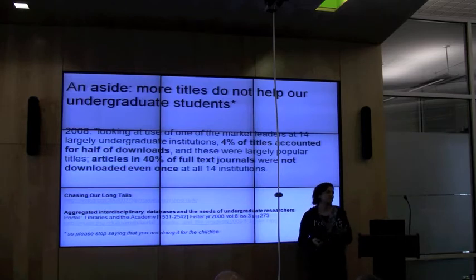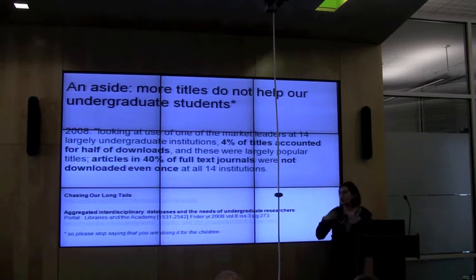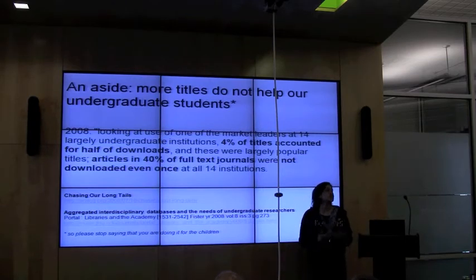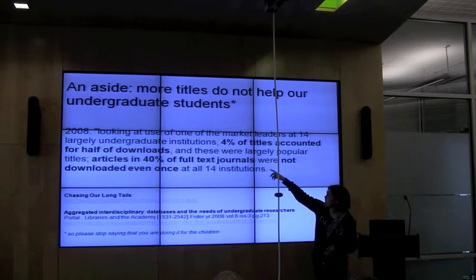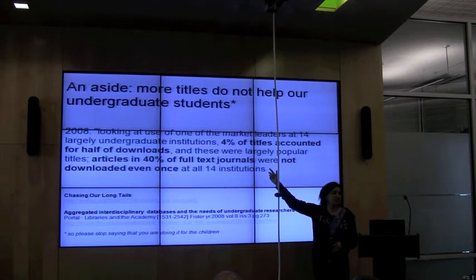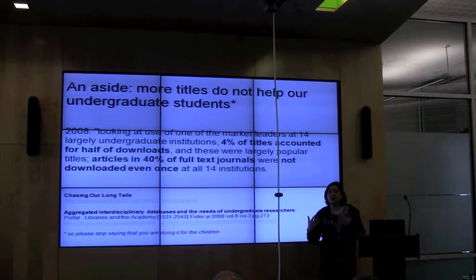Throwing 10,000 more titles, 100,000 more titles, more articles, won't solve the problem. And already, from a study from like 2008, only 4% of titles were responsible for half the downloads, and this is like 14 institutions. So we're buying a lot of things, we're providing access to things that we aren't using anyway.